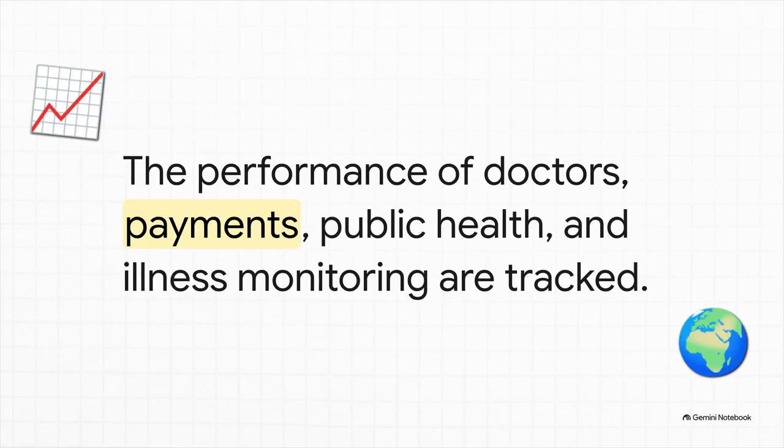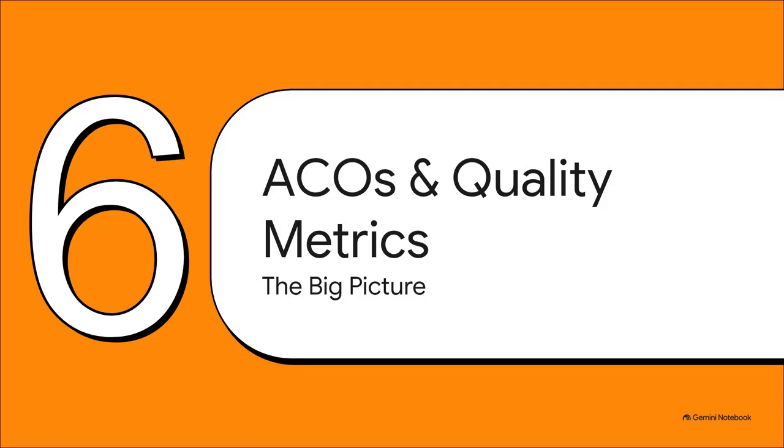And the impact of this CDI data goes way, way beyond just a single bill. It dictates hospital quality scores, mortality and complication rates, and reimbursement under value-based purchasing programs. The accuracy of your coding feeds directly into public health tracking and global illness monitoring. It is a massive deal. Which leads us perfectly into Section 6, ACOs and quality metrics. Let's look at the big picture.